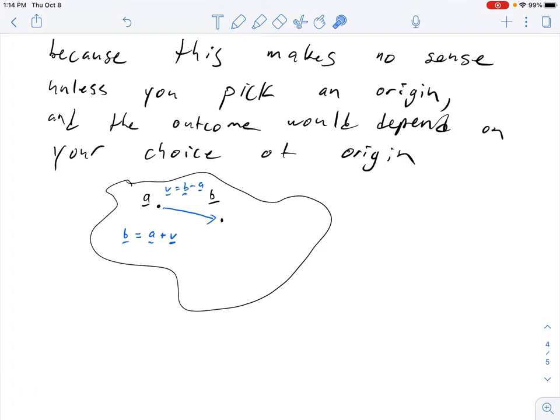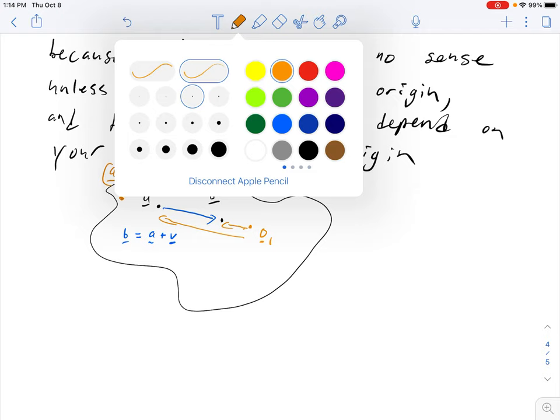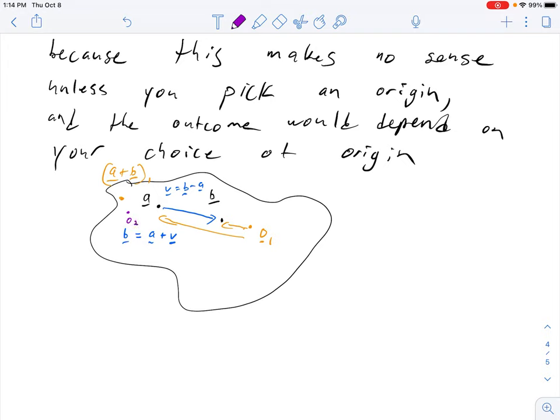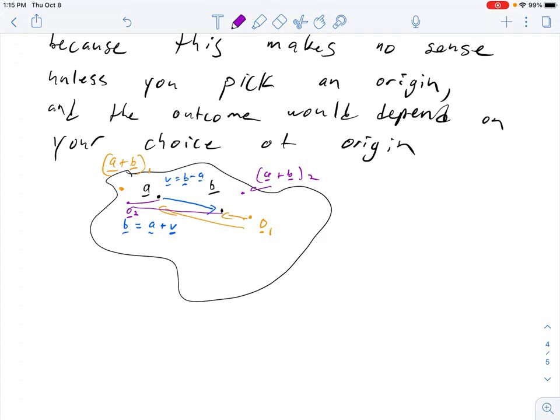But we can't add A to B, because let's say that we pick this to be the origin. Well then, vector B and vector A are that, so A plus B would be here. But if we picked the origin to be here, well now this is A and this is B, and A plus B is like that. So that's why it doesn't make any sense to talk about adding points together in Euclidean space until you pick an origin.